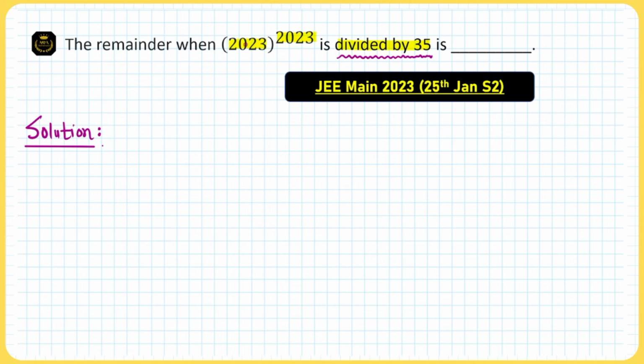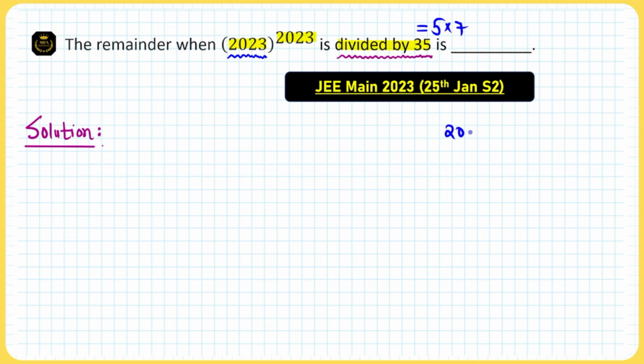dividing another number is a small number like 5, 7, or 11. But this question becomes particularly interesting because we are dividing by 35. The good thing is that if you break 35 into its prime factors, 35 is 5 into 7. And the number 2023 is a multiple of 7.